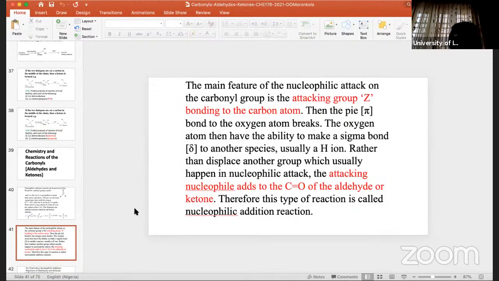So the main feature of the nucleophilic attack on the carbonyl group is the attacking group Z bonding to the carbon atom of the carbonyl group. Then the pi bond to the oxygen atom breaks up, and then the oxygen atom has the ability to form sigma bonds to another species, usually a hydrogen ion. So rather than displacing another group, which usually happens in nucleophilic attack, you have the attacking nucleophile, which we used Z for the other time, adding to the carbonyl of the aldehyde or ketone. So that's why this reaction is referred to as nucleophilic addition reactions.